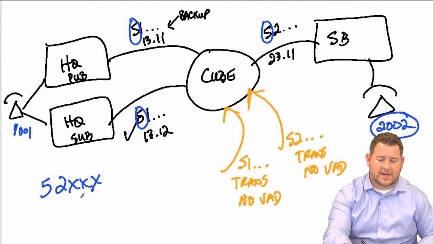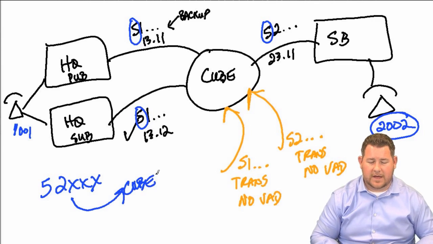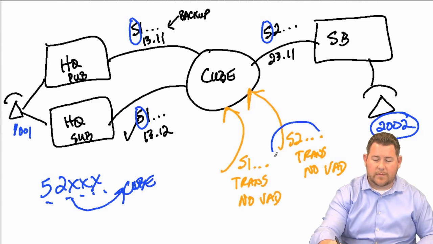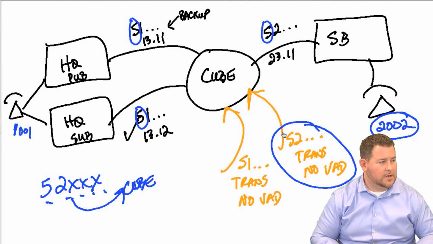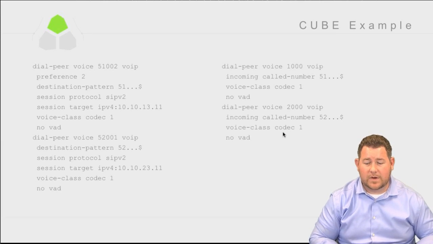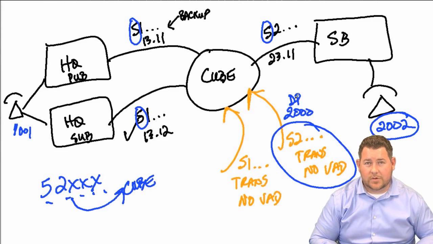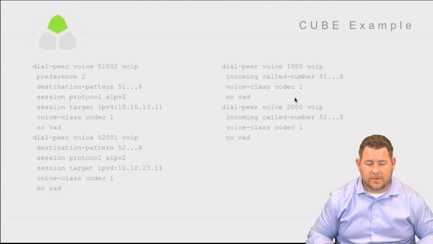So of course, 52XXX, that comes into the CUBE. That's going to be going to the CUBE, right? So we have to match an inbound dial peer on that. So since we had the incoming called number 52..., we're going to be matching this incoming dial peer, which corresponded to dial-peer voice 2000. So dial-peer 2000 there. Now as it goes out, we have to use the other dial peer, which is going to be dial-peer voice 52001 VoIP.